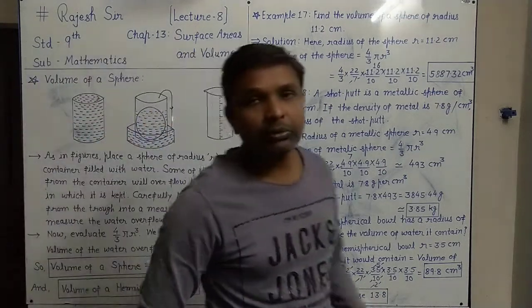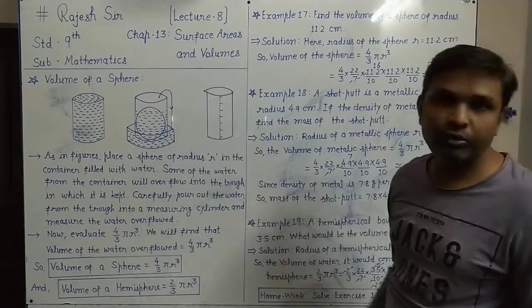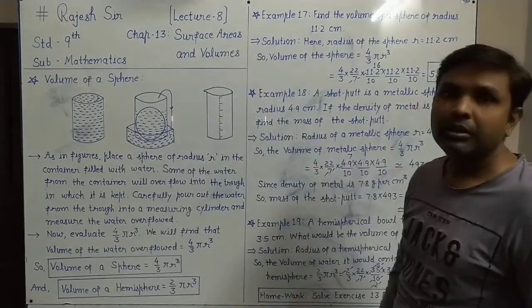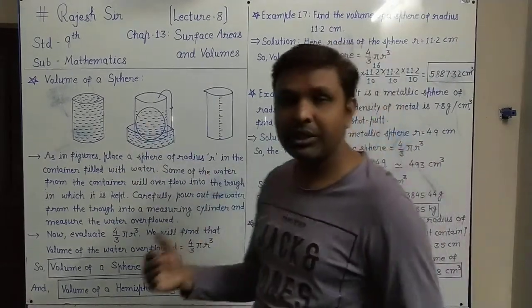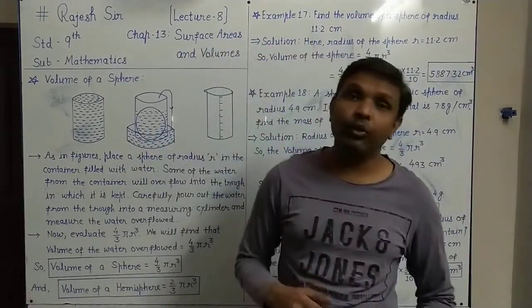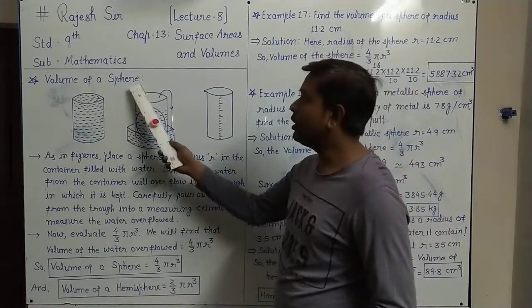Hello students, welcome to standard 9 subject mathematics, chapter 13, surface areas and volumes. This is lecture number 8. In this lecture we will see the volume of a sphere. Before this, in lecture number 7, we have seen the volume of a right circular cone. Here we have the volume of a sphere now.